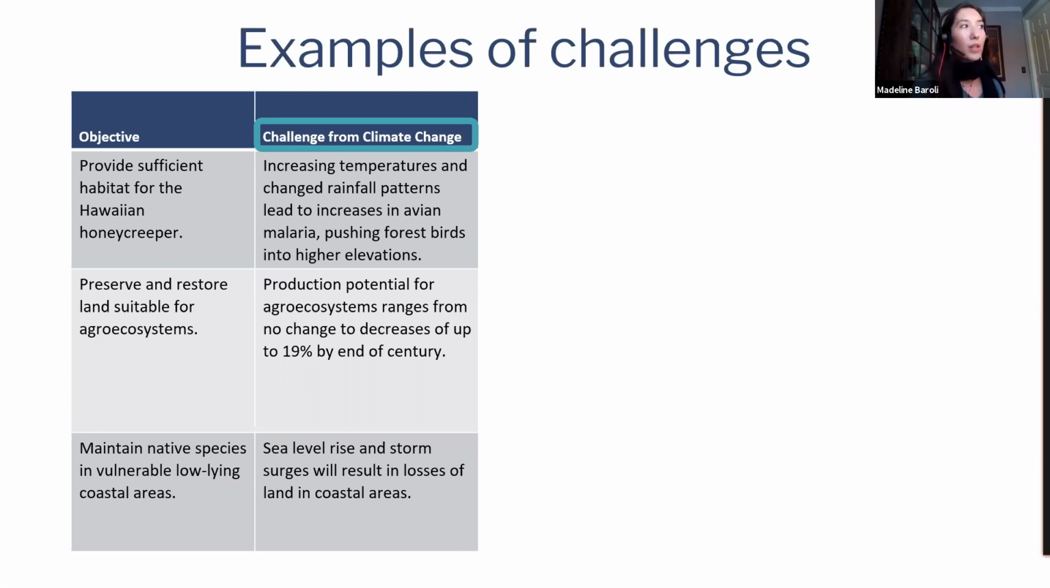Cool. So here are some examples of challenges. Note that these are related to climate change impacts. For instance, if your objective is maintaining native species in vulnerable low-lying coastal areas, one of the main challenges you might have identified is that sea level rise and storm surges will result in losses of land in coastal areas. So what you're going to do in the adaptation workbook is go through and for each of your objectives, write out either what that key challenge is or incorporate several challenges to that objective.